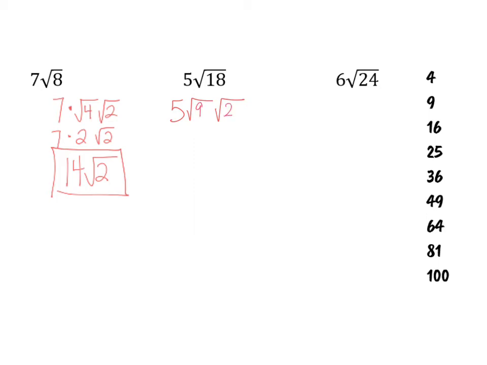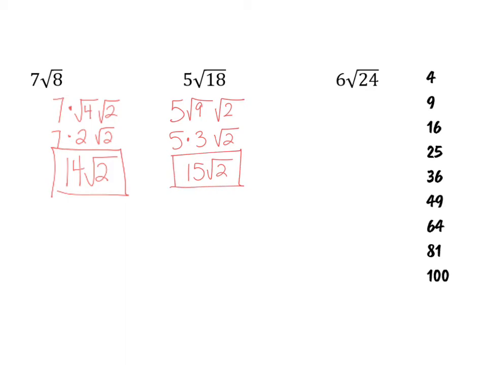And the point that I chose 9 is because it comes out as a whole number. The square root of 9 is 3. The square root of 2 stays put. Now I have 2 whole numbers out in front. I can go ahead and multiply those together. And there's my final answer.